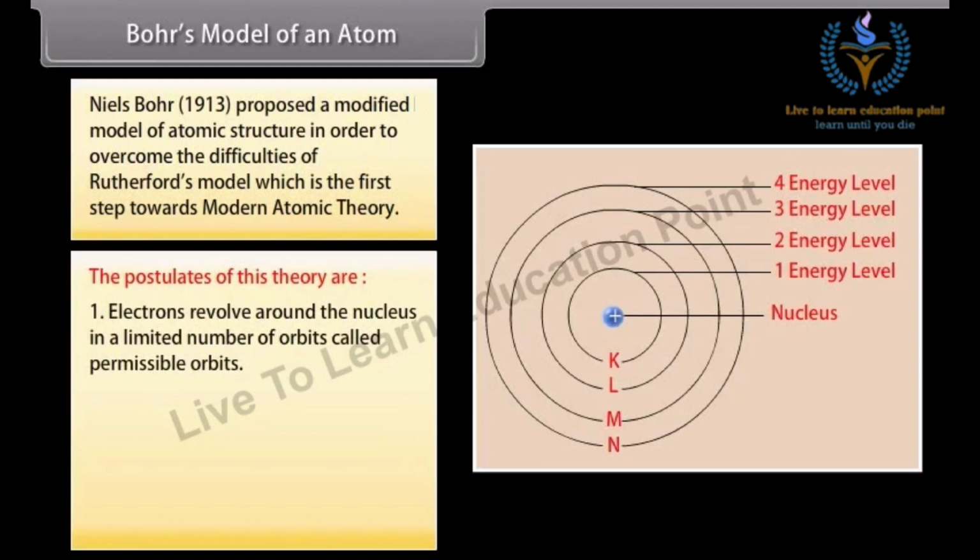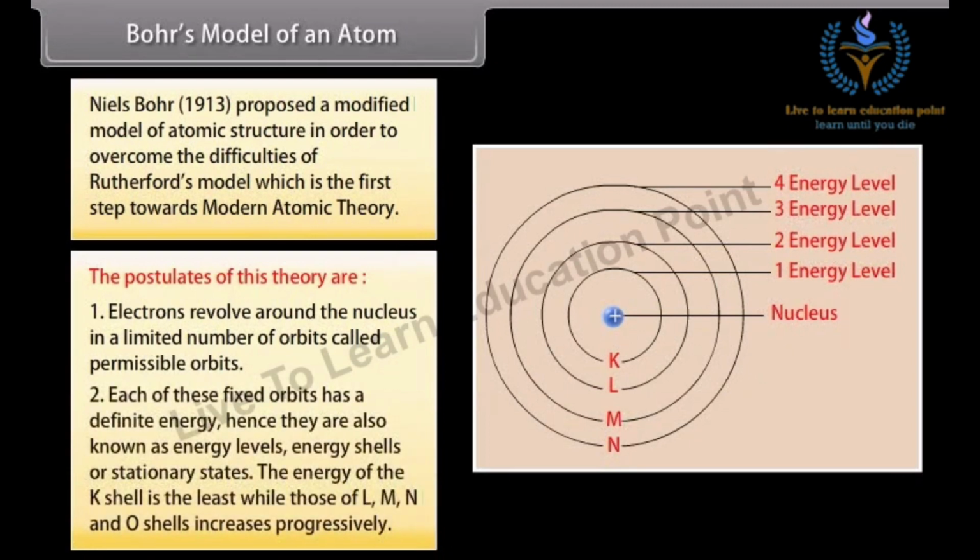1. Electrons revolve around the nucleus in a limited number of orbits called permissible orbits. 2. Each of these fixed orbits has a definite energy. Hence, they are also known as energy levels, energy shells, or stationary states. The energy of the K shell is the least, while those of L, M, N, and O shells increase progressively.